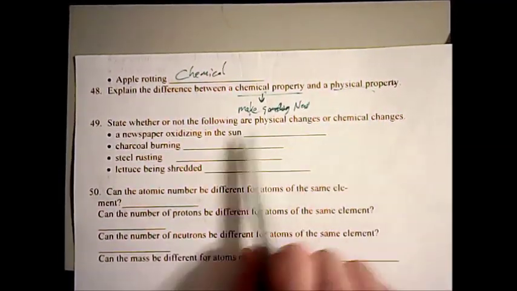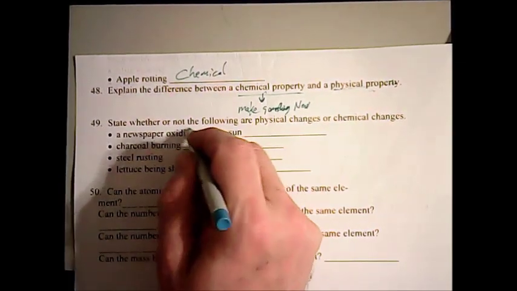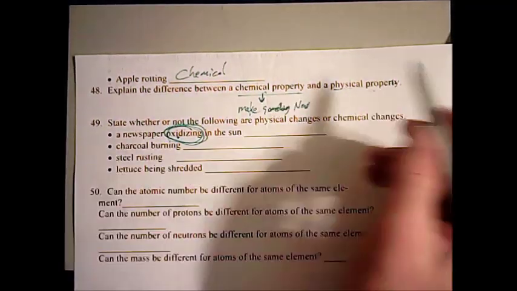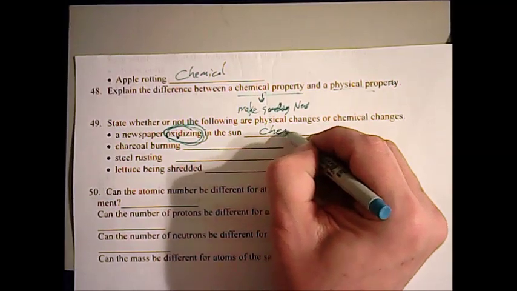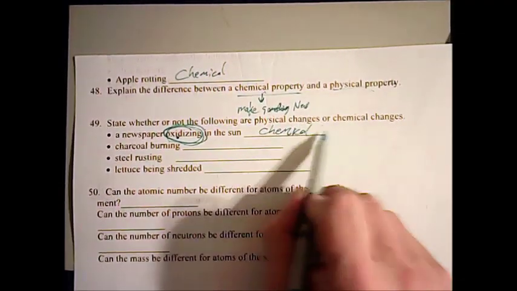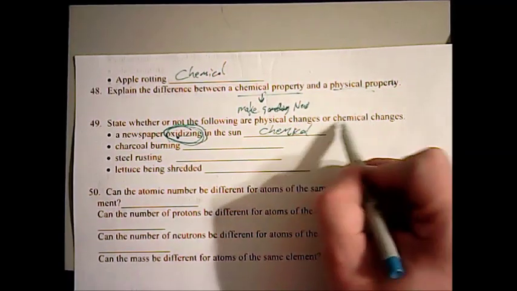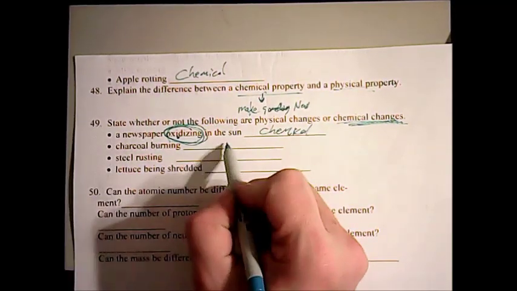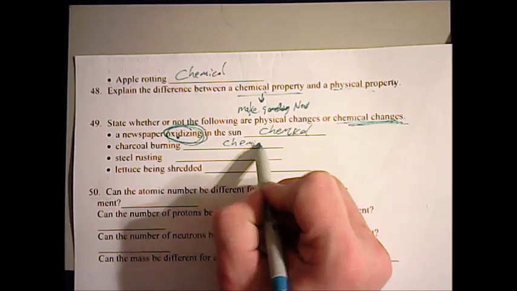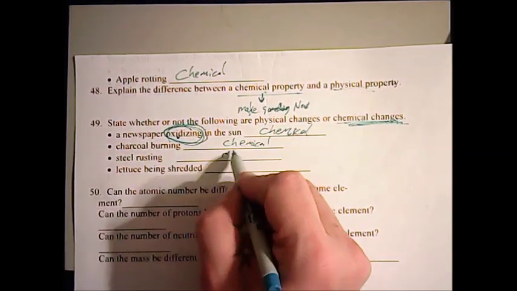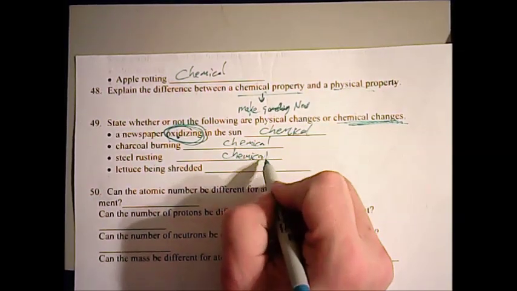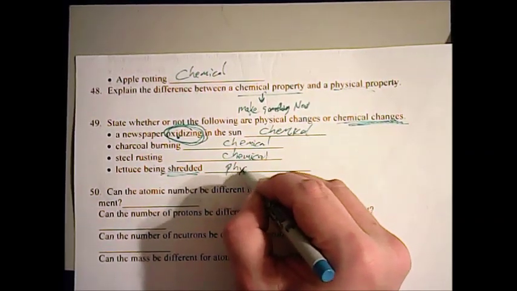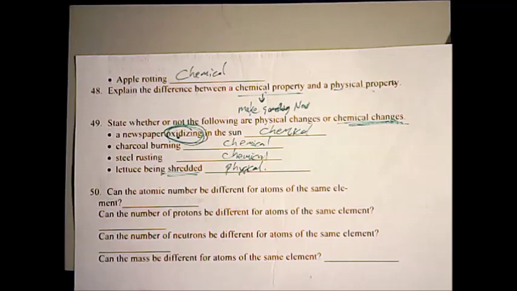State whether the following are physical changes or chemical changes. A newspaper oxidizing in the sun. There's your key word, oxidizing. Oxidizing means some kind of reaction, so that's going to be a chemical change. When the newspaper turns old and yellow, that's a chemical change. Color changes are a good indication that a chemical change has occurred. Charcoal burning, also chemical. Steel rusting, well, that's something new, so that's chemical. Lettuce being shredded, no, that's physical. It's still lettuce.